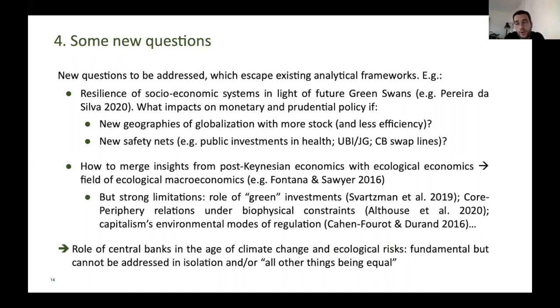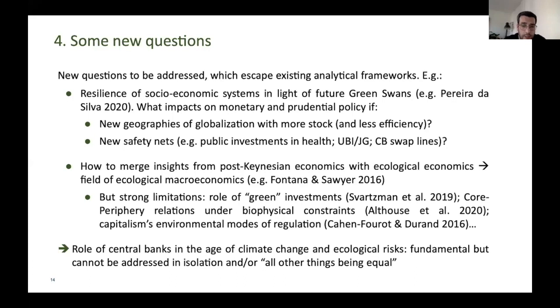And here, if we talk about the future of central banking, we should be thinking about the impact on monetary policy and prudential policy of new geographies of globalization, with less just-in-time production, more stocks, and perhaps less efficiency. We should also think about new safety nets, so obviously more public investment in health. But you also have all the debates right now between UBI and job guarantee, and I don't want to get into this debate, but really as a way of saying this would have huge impacts. A more direct one would be the idea that we need to be even more ready to implement swap lines between central banks and so on.